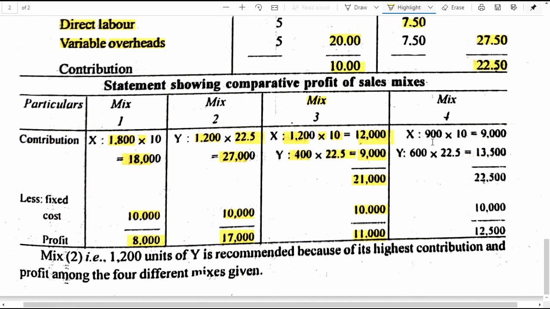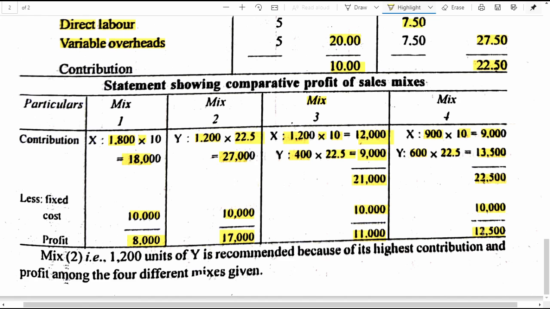Now sales mix number 4, 900 units of X, 600 units of Y. So 900 into 10 rupees, the contribution margin per unit of X, it gives us 9,000 rupees. Then next one, 600 units of Y into 22.5, which is the contribution margin per unit of Y, it gives us 13,500 rupees. Therefore, the total contribution for sales mix number 4 comes to 22,500. If you subtract 10,000 rupees fixed cost, you get the profit of 12,500.